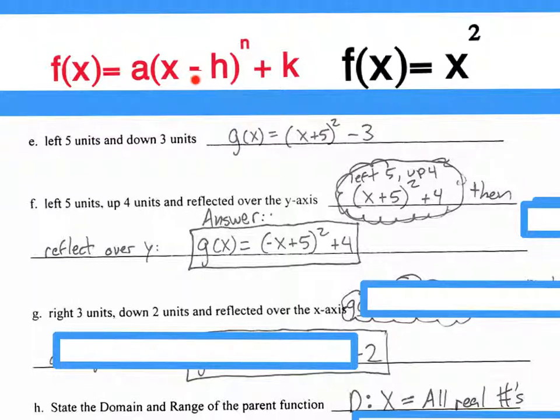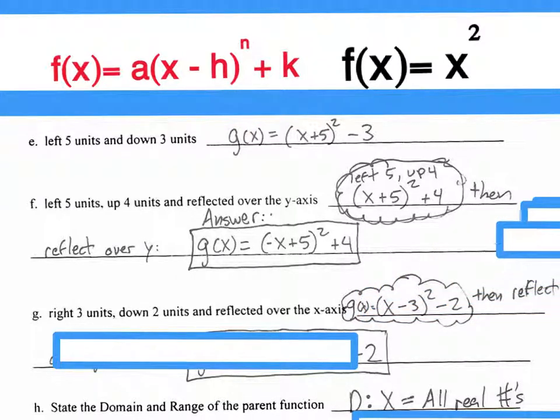Right 3 units. So that's going to go in as a -3 right here, because you have to think opposite. And down 2 units is the k value, so it's going to be a -2. And if we remove this, we'll see that that first transformation of right 3 and down 2 is right here. Okay. Now if you leave this as your answer, you only get half credit because you're still not done.